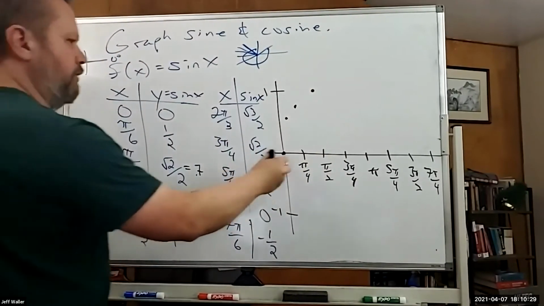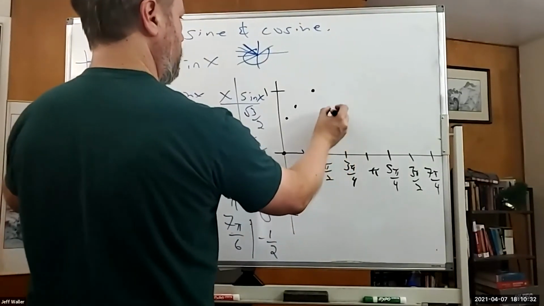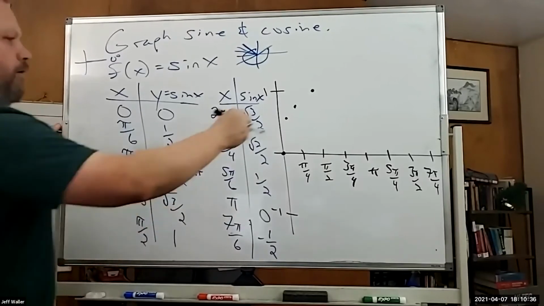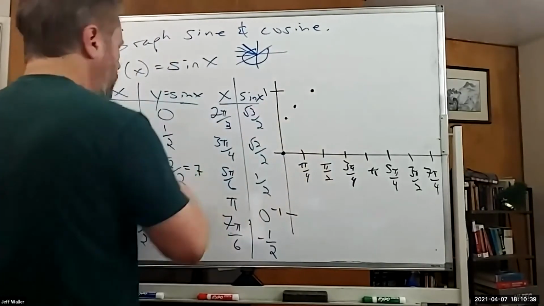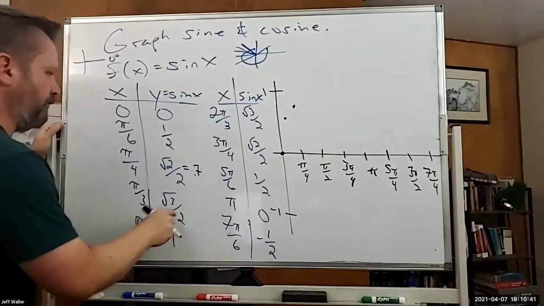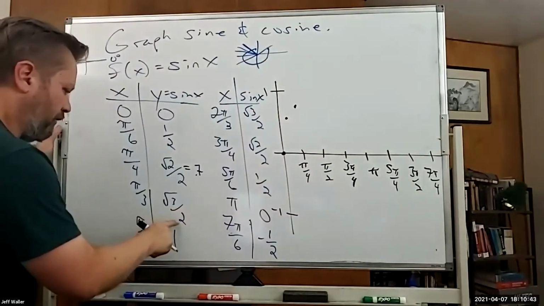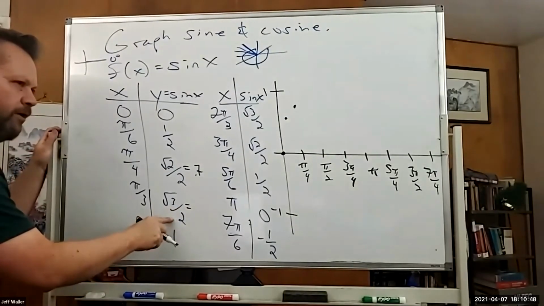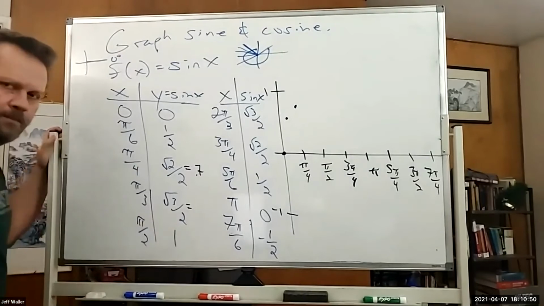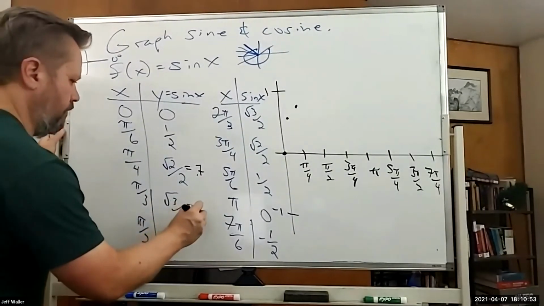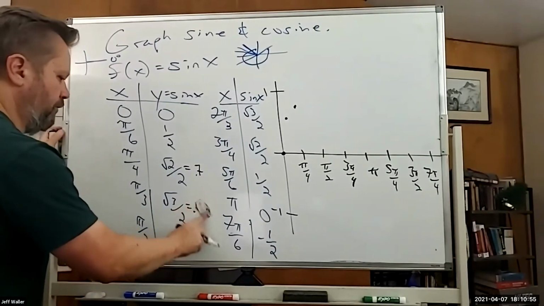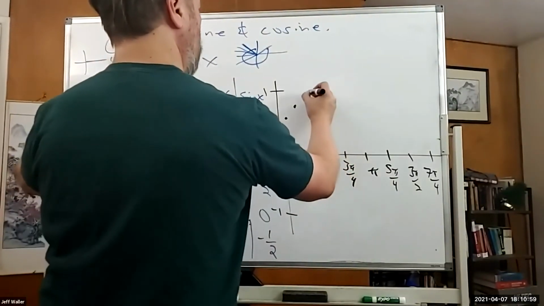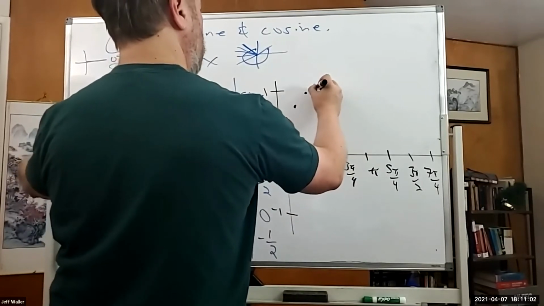At pi over 3, it's rad 3 over 2. Pi over 3 is in here somewhere. Whoa, what have I done? Oh, yeah. I skipped my poor little pi over 3. That's what happened. Square root of 3 over 2. Can somebody do that in the calculator real quick? I think it's 0.85 roughly. Yeah, 0.86 or 7. We'll make it 0.9 because I can't be that precise. Pi over 3 is about right next to 1, and then pi over 2 is 1, and then it starts to come back down.